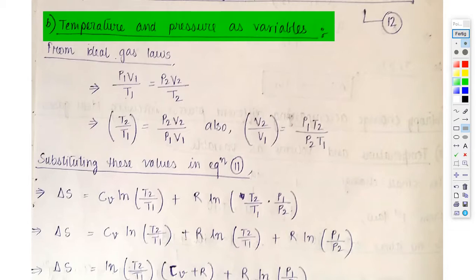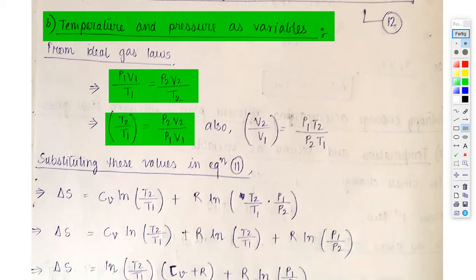Let's look at it. From the ideal gas equation we know this formula, and we have read that it is the combined gas equation, that means P1V1/T1 equals P2V2/T2. This formula is the combination of Boyle's law and Charles's law in chemical thermodynamics. Let's rearrange that formula and get T2 by T1 equals P2V2 by P1V1.